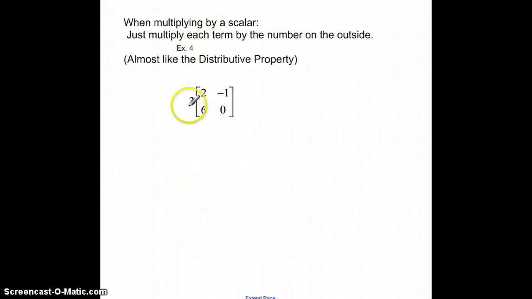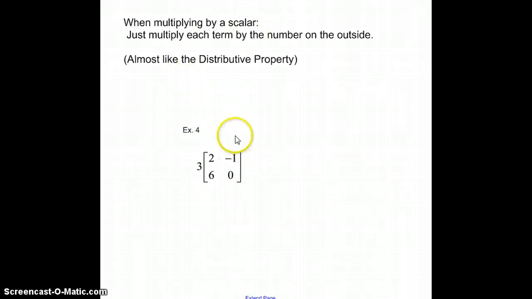Here, we've got what we call a scalar. Right here, the 3 outside is our scalar. Essentially, you think about you're changing the scale of every number here. We're going to multiply each term by the number on the outside. It's almost like the distributive property. There, that'll make it easier for you.